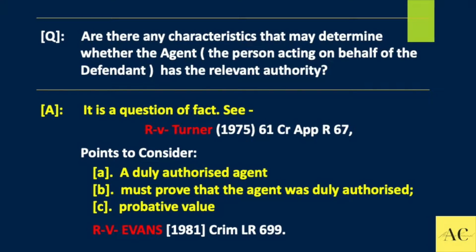In short, the agent has ostensible authority to do what he did as far as the outside world is concerned, unless you show otherwise. Next question that I would ask, are there any characteristics whether the agent, i.e. the person acting on behalf of the defendant, has the authority? As I said, you have to look at the circumstances. It's a question of fact. It appears from the circumstances and the status of the person involved who can make the admission.